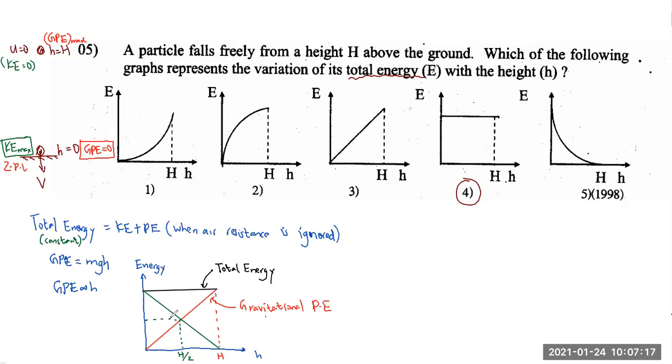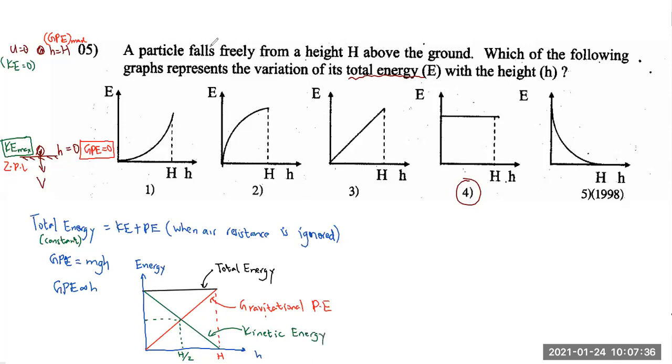Right? So these are the graphs you can expect if you are supposed to plot the graphs for gravitational potential energy and the kinetic energy. Be mindful about that. This is for kinetic. The green color one is for kinetic energy.